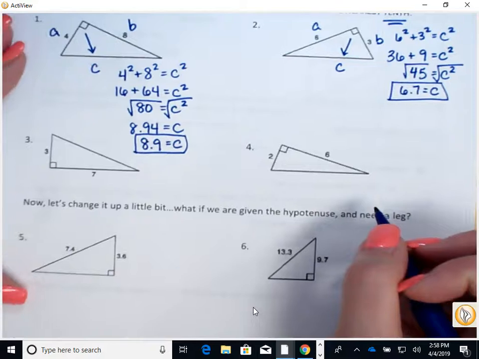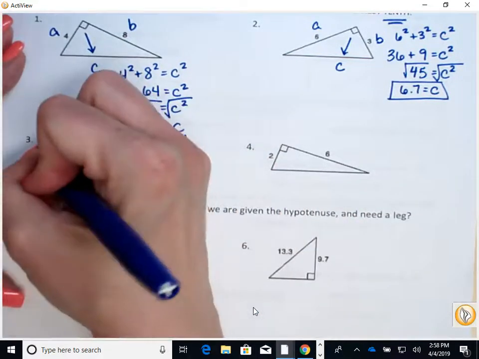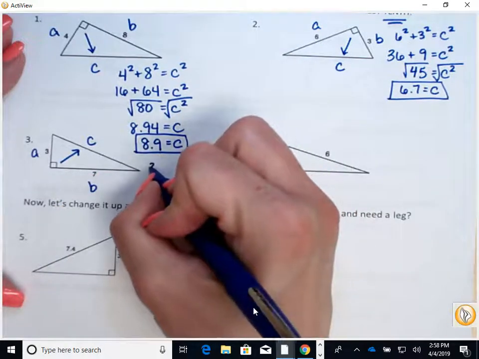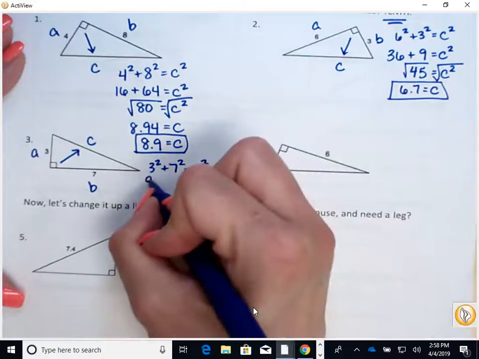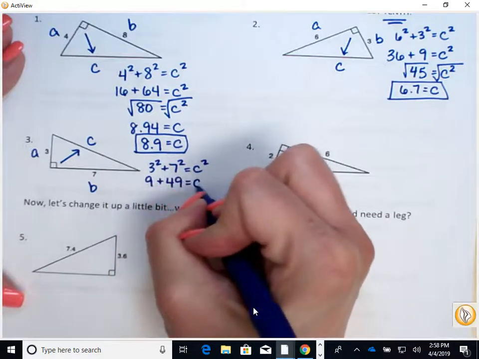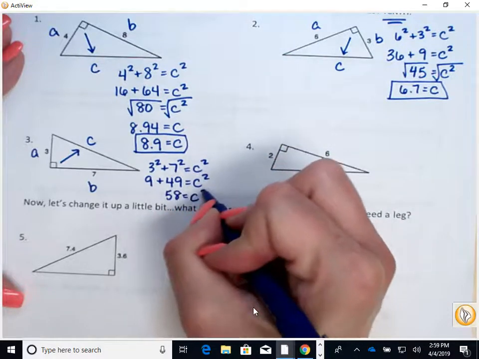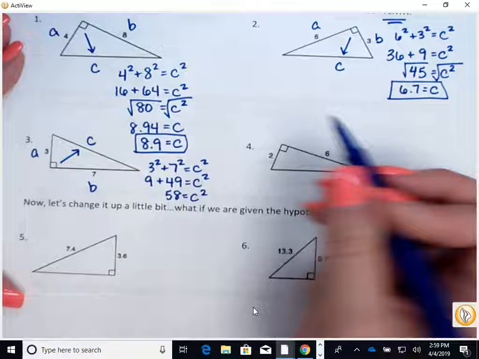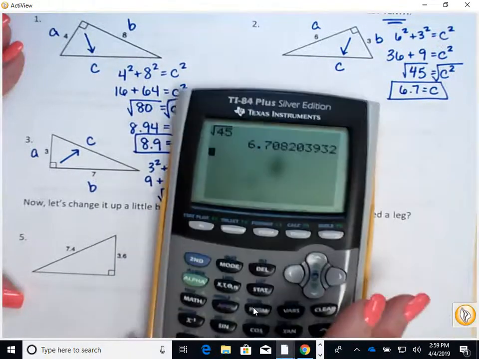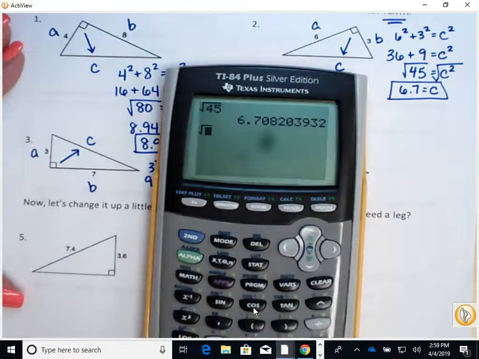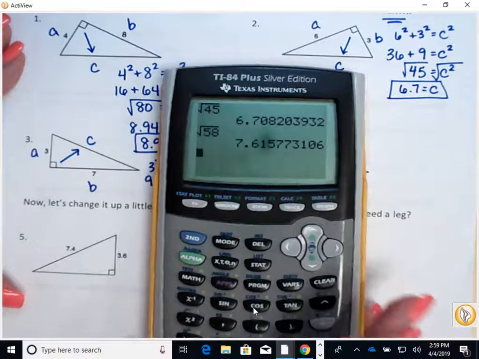Number 3, they didn't leave me a whole lot of space here to work this out. Label your C side, then A and B. So 3 squared plus 7 squared equals C squared. Again, we're finding C. So that gives me 9 plus 49 equals C squared. 9 plus 49 gives me 58. Last step, to get C by itself, take the square root of both sides. C equals the square root of 58. Second, x squared button, 58, enter, you get 7.61, so that would be 7.6.